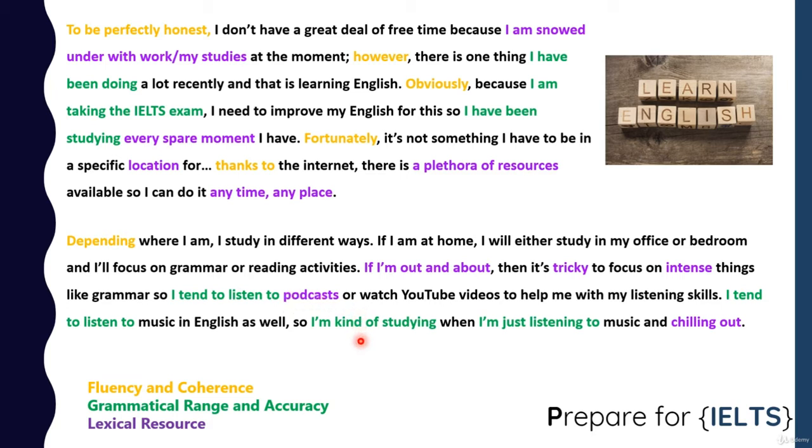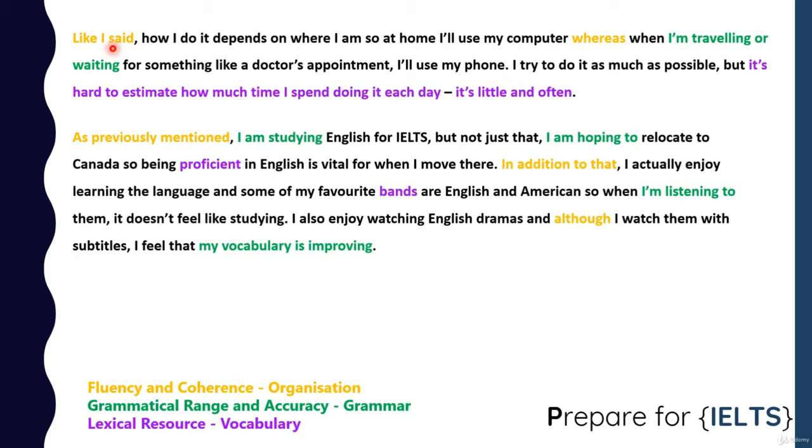I'm kind of studying. We often say I'm kind of doing, I'm sort of doing, so kind of, sort of with an ing verb. And it means, you know, I'm not fully studying, but I'm kind of studying. We often say things like I kind of like, and it means I don't love it, but I kind of like it a bit. Chilling out, very good idiomatic English, to chill out, to relax. Often in IELTS speaking, you find yourself not repeating yourself, but saying something very similar to what you've already said. So you can say, like I said, or as previously mentioned.